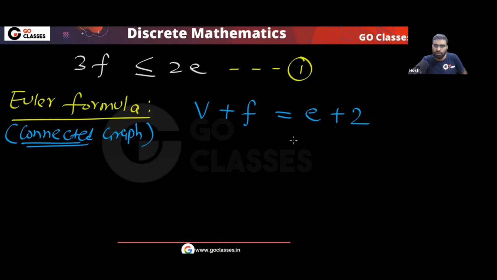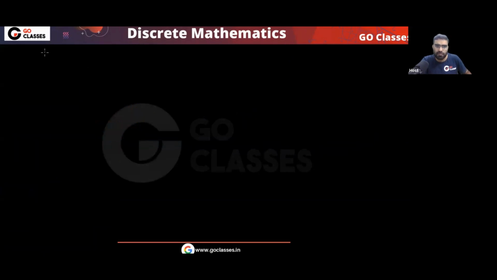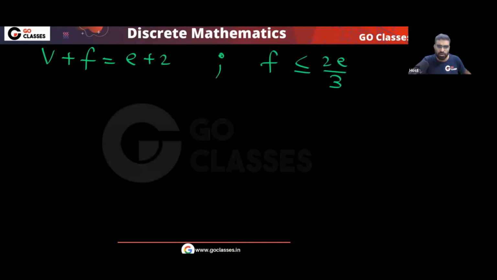Yes or no? Now you just look at these two equations. This is your equation number 2. Now look at these two equations and tell me what you can derive. See, equation number 1 says that f is less than or equal to 2e divided by 3. This is what you have from equation number 1. Very simple. We are saying that v plus f is equal to e plus 2. This is one equation. Another equation is f is less than or equal to 2e divided by 3. These are the two equations that you have.